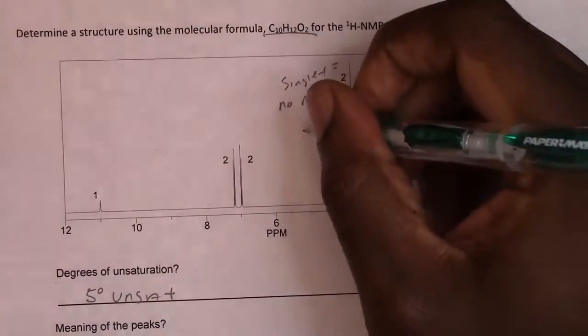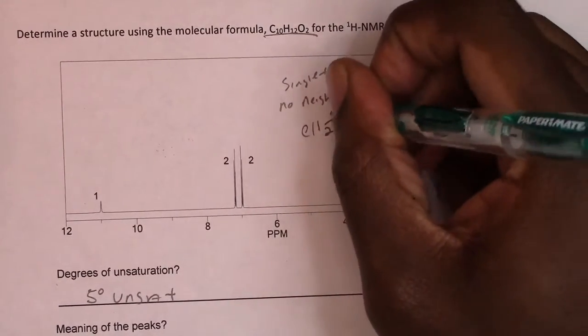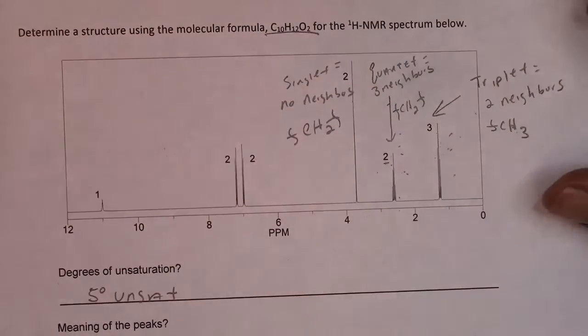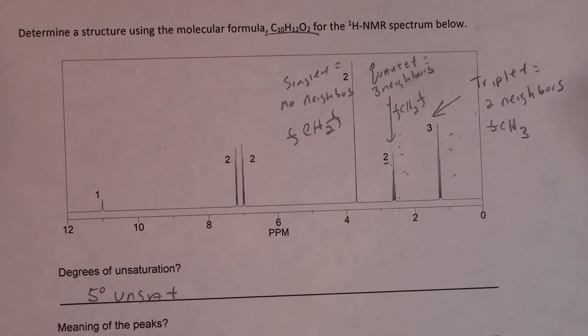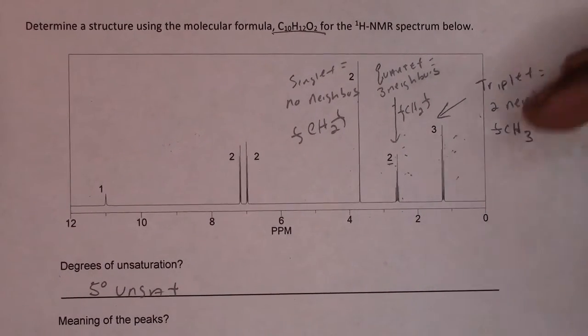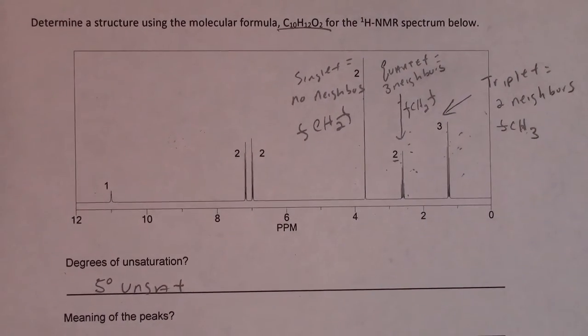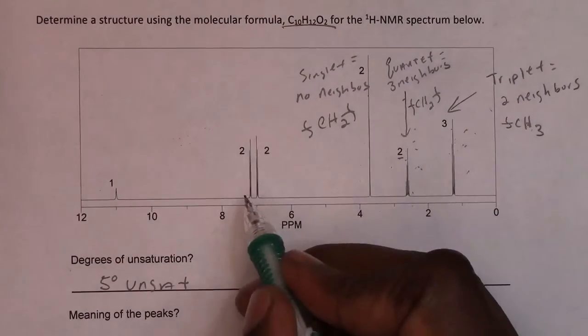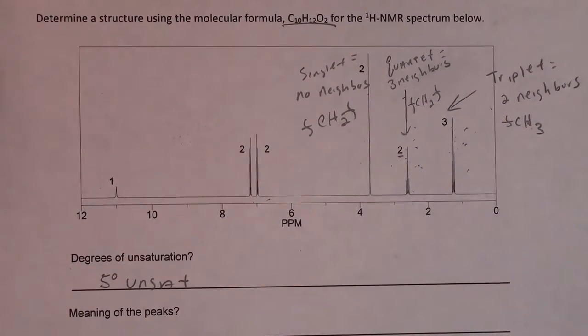And most likely this singlet corresponds to a CH2. Again, we're looking at the most simple possibility that we can possibly have at this juncture. If we can't come up with a reasonable structure, then we can try to break this down into something more complex.